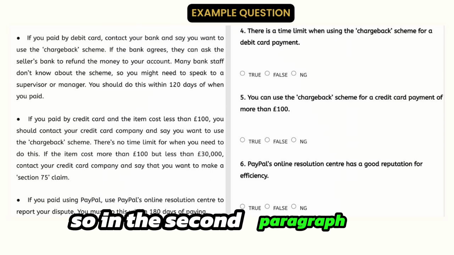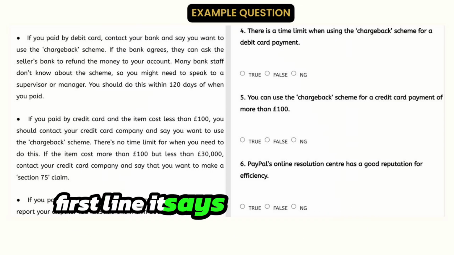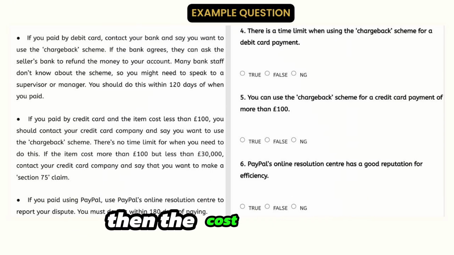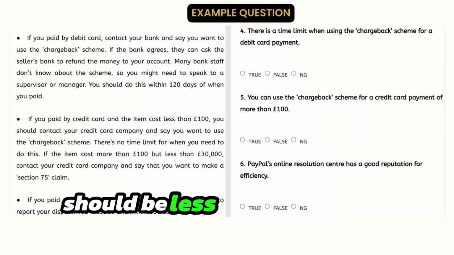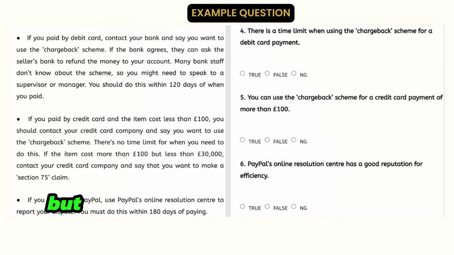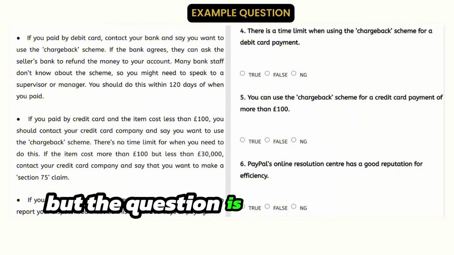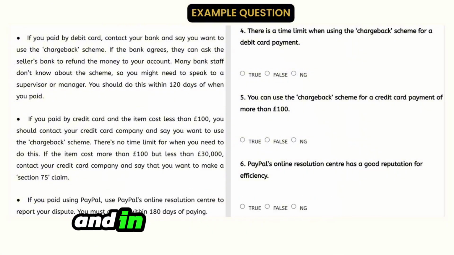In the second paragraph, first line, it says if you paid by credit card, then the cost of the item should be less than £100. But the question is saying more than £100, and in the passage it states cost less than £100. So the information in the passage contradicts the question statement, so the answer should be false.